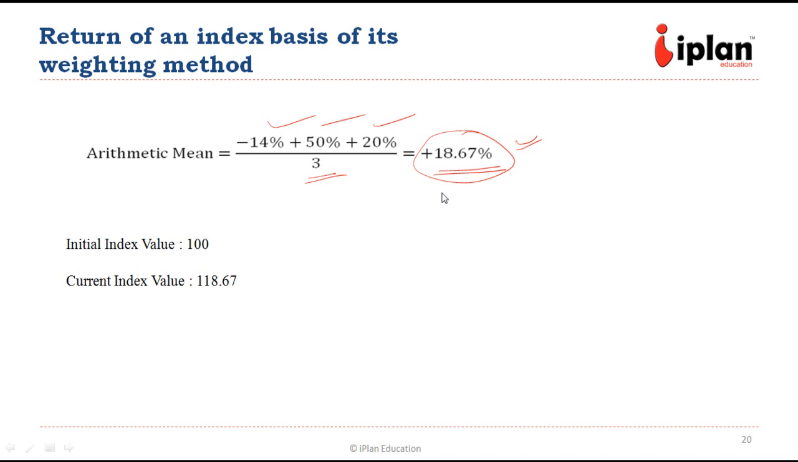So if the initial index value was 100, the current index value is going to be 18.67% higher than that, that is 118.67. So that is how we calculate an index based on equal weightage. Now let us move to the next slide.